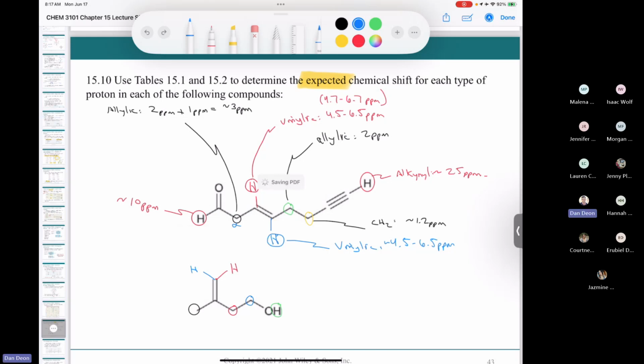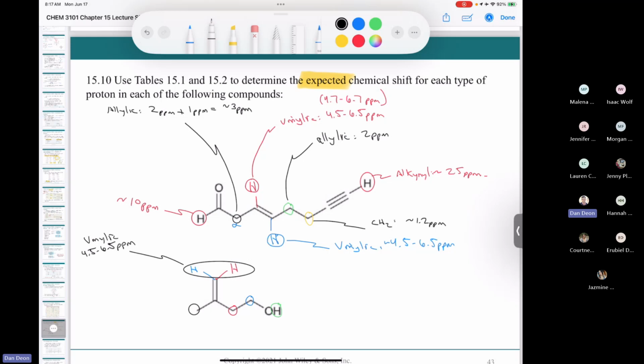So first we'll start with the two protons that are vinylic. So we have two vinylic protons here, and they are not alpha or beta to the hydroxyl group. Notice we have a hydroxyl group here of an alcohol. And so if those are vinylic, I'm just going to circle both of them together like this. And we'll just say vinylic. And if they're vinylic protons, they're going to have a chemical shift of 4.5 to 6.5 parts per million.